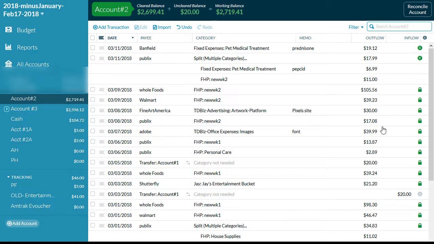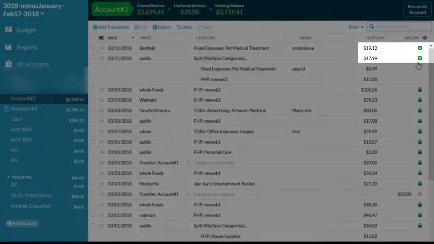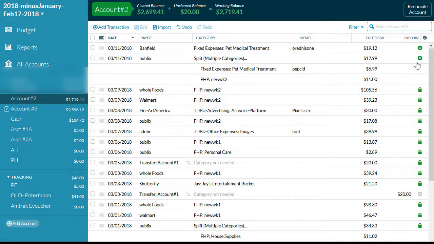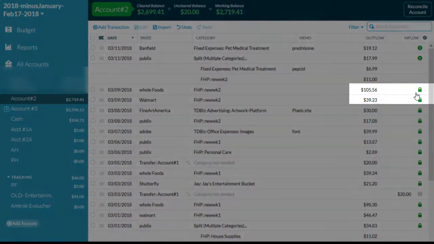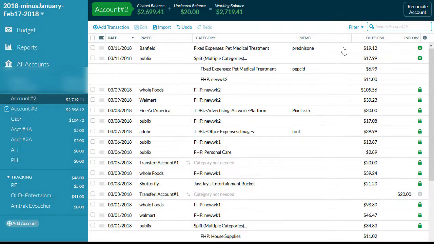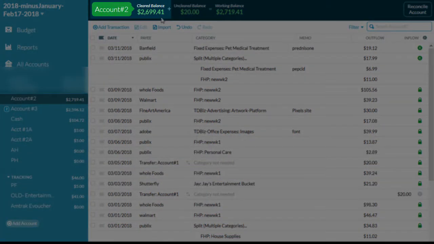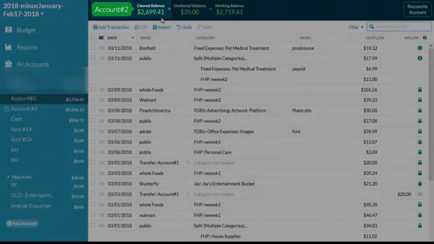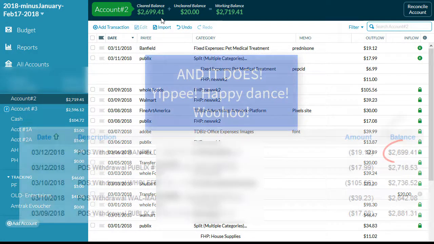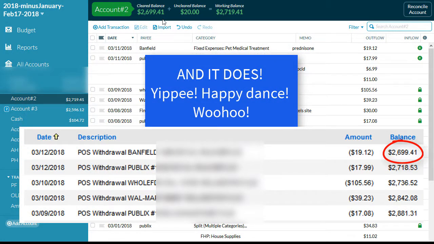You can see that this is a two-part process. The green C means that this transaction has cleared the bank. I have found a transaction in the bank statement for this same amount. But the lock means that my YNAB spending plan and my bank account are reconciled. That means that the cleared balance in YNAB equals the cleared balance in my bank account.